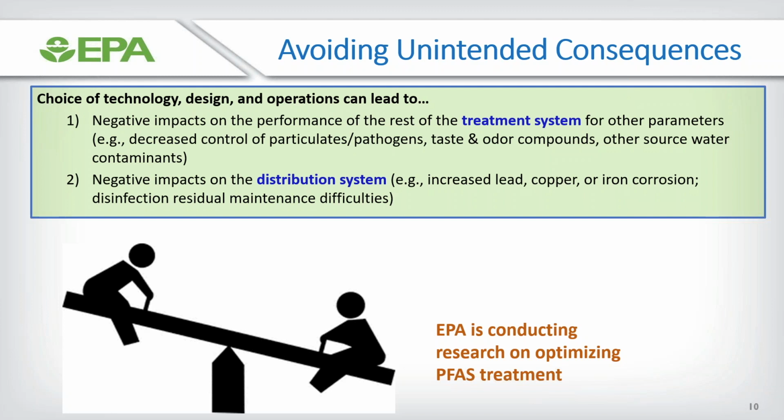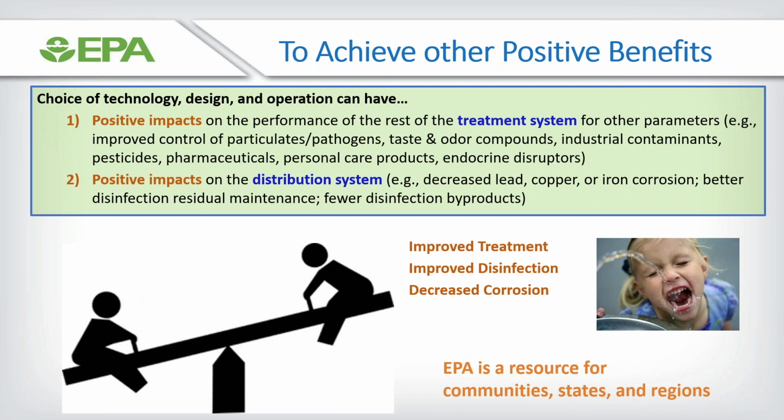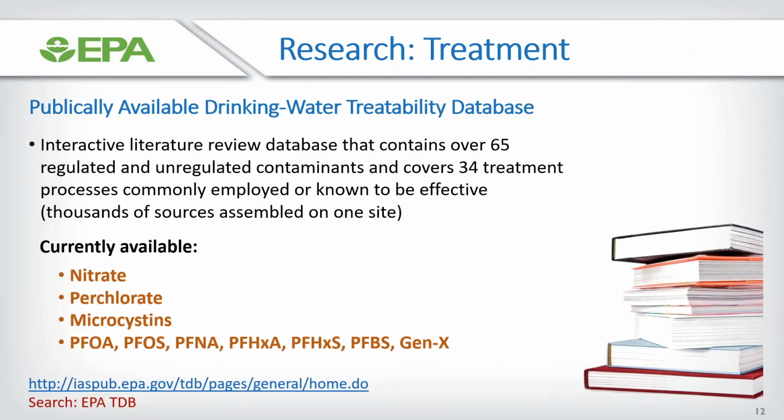And so we're trying to provide as much information about that as possible, so that utilities and regulators can make the best decisions for these technologies. And so the goal is, again, to achieve as many positive benefits. Many of these technologies, as was mentioned, will also produce improvements in residual maintenance or DBP reduction in your system, and so that can be a good thing for the system.